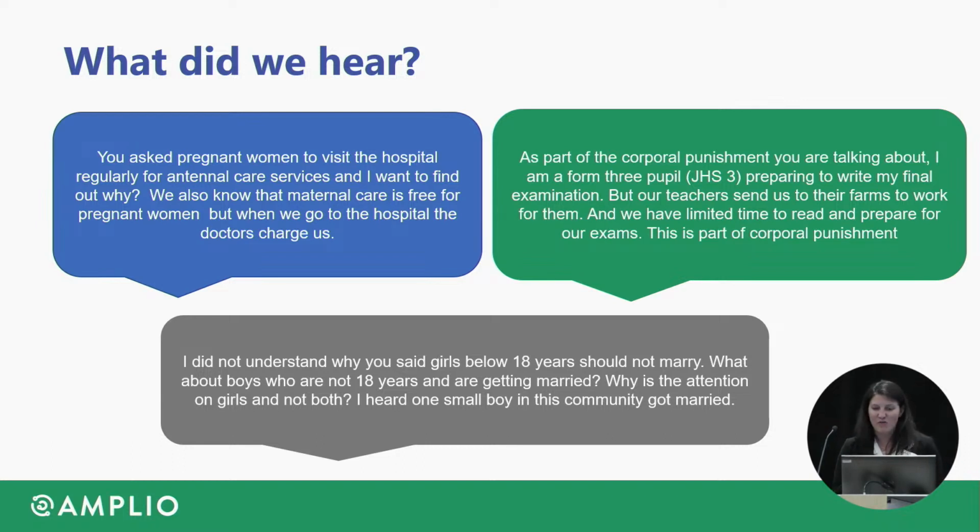Then there's a message about how teachers within the local school are actually sending learners off to work in the teacher's farm rather than teaching them. So some corporal punishment and systematic issues there. And then the last one that's highlighted is challenging some of the messages that were on the talking book. There were some child protection messages that focused on preventing child marriage for girls under the age of 18. But this particular speaker was saying, why aren't you also talking about boys? They're also getting married under the age of 18.